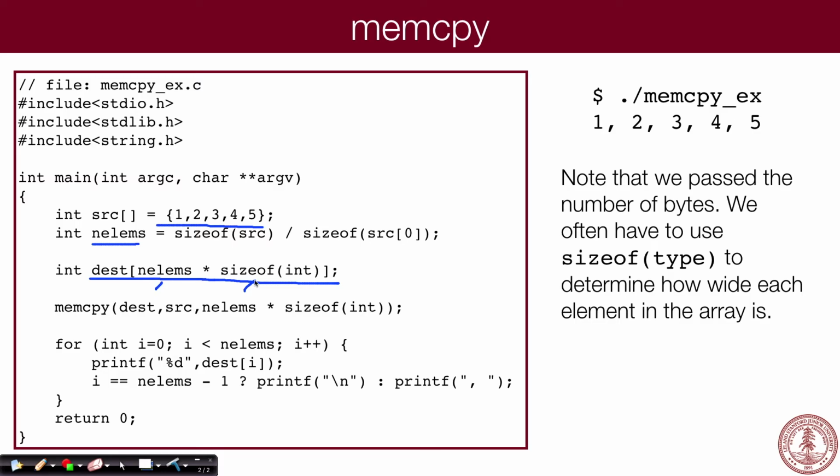How big is an int? It's 4 bytes. How many elements are there? In this case, there's 5. 5 times 4 gives me 20 bytes worth of space, which is exactly how many bytes I'm going to copy. Makes sense? Hopefully that makes sense. And then if I do memcpy, the destination comes first, the source is what I'm copying from, and then I'm passing in the number of bytes. Same exact calculation. Okay, beautiful.